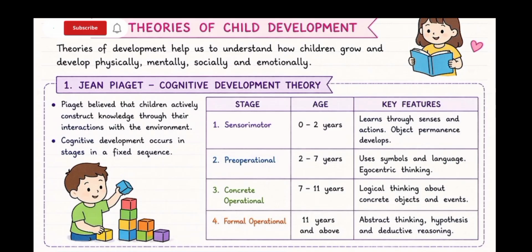He says that cognitive development occurs in stages in a fixed sequence, and he gave 4 stages: sensory motor, pre-operational, concrete operational, and formal operational. In sensory motor, 0 to 2 years, children learn through senses and actions, and object permanence develops. The child behaves as if objects that have disappeared from view have ceased to exist. Out of sight, out of mind, he said, might characterize the view of the infant.